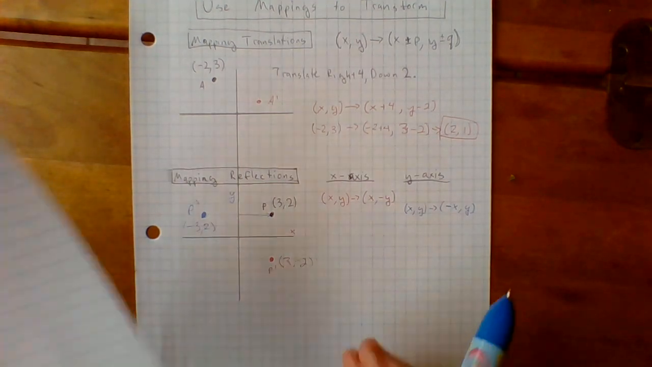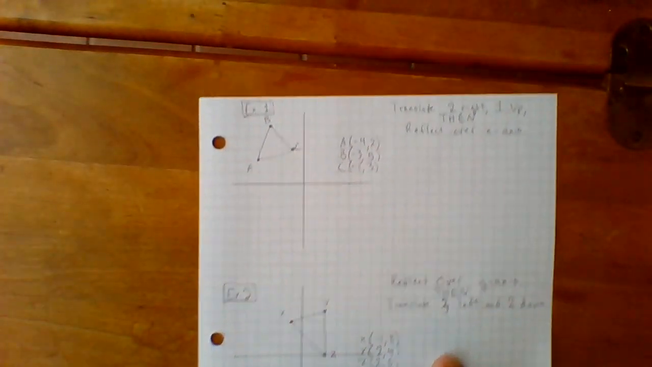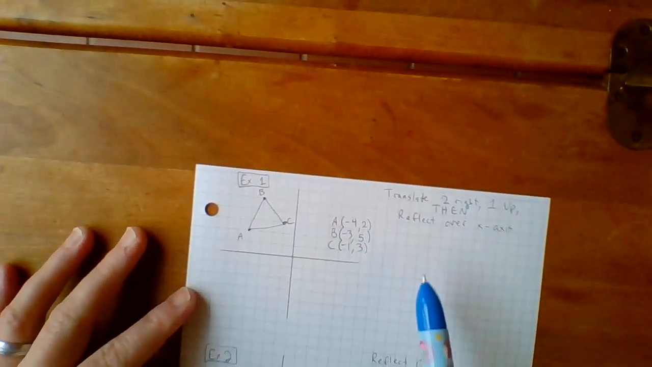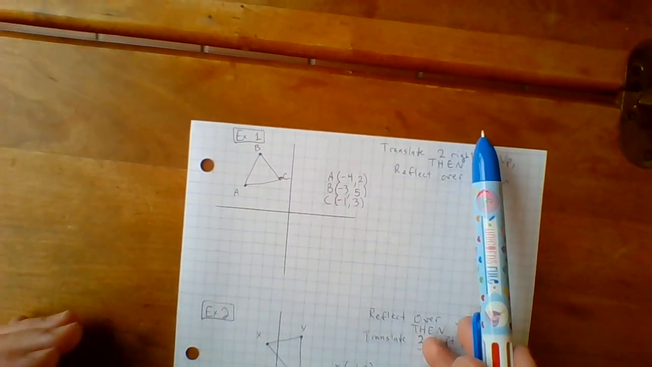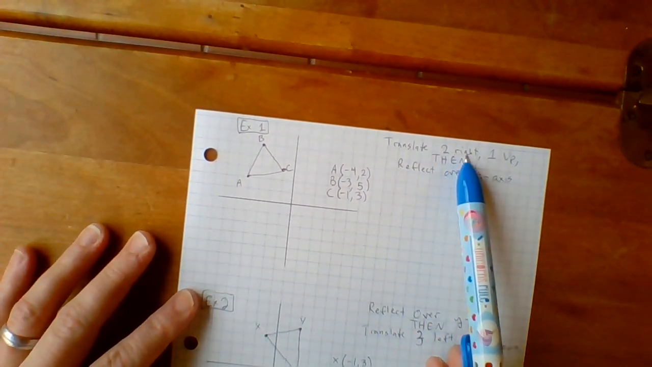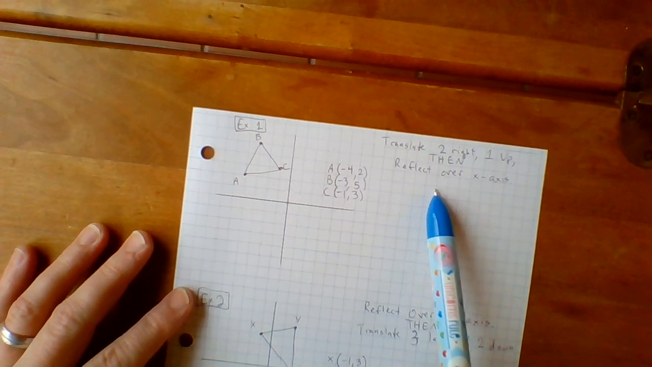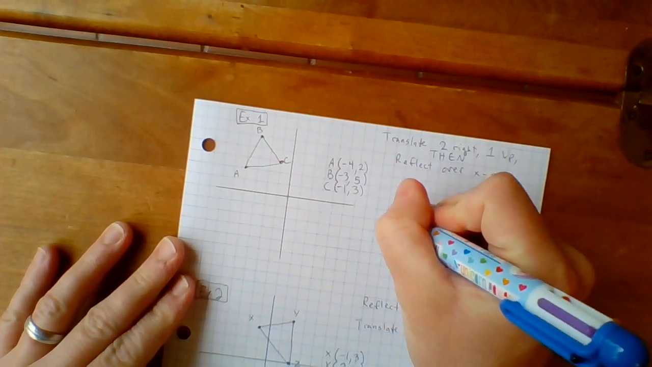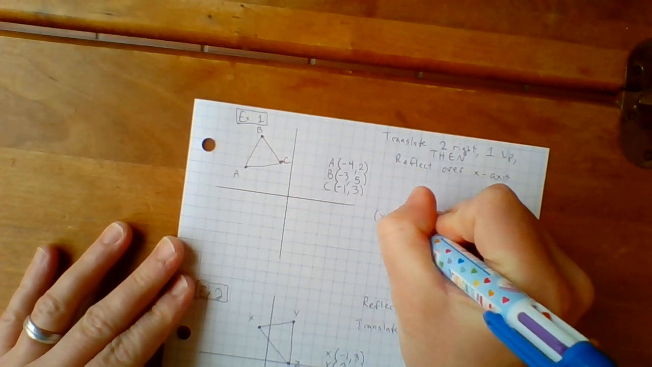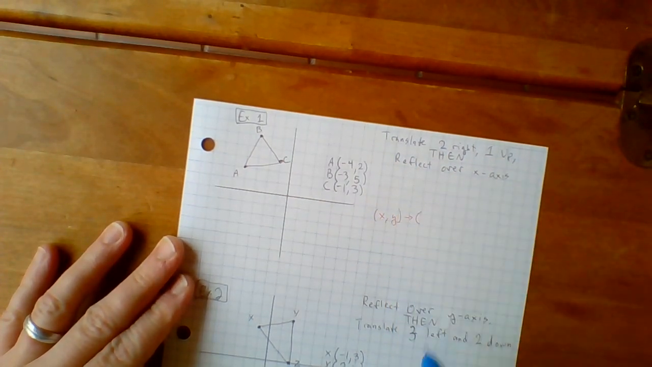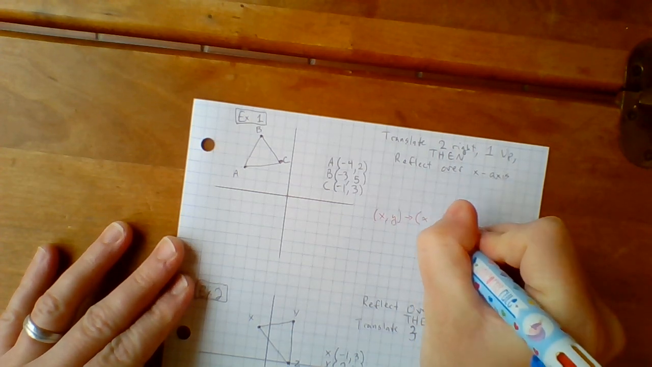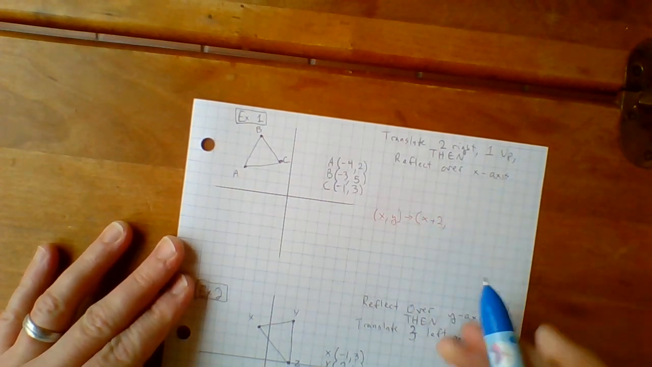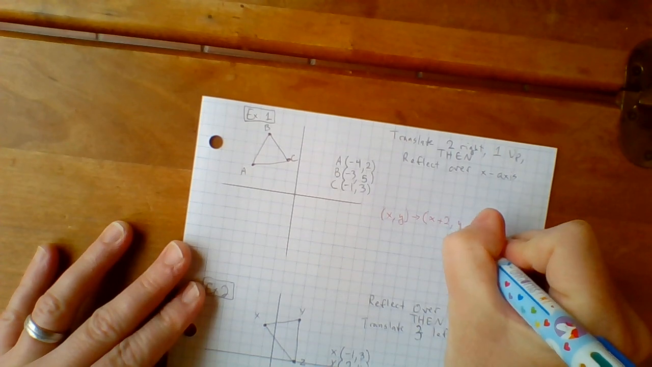So now let's actually do an example or two here of how this works, because I want to do two things at once. I want to translate and then reflect. So I have to come up with a mapping first. I know that I'm going to start with any old x, y, and if I translate 2 to the right, I would add 2 to the x, and then 1 up, and so then I would add 1 to the y.